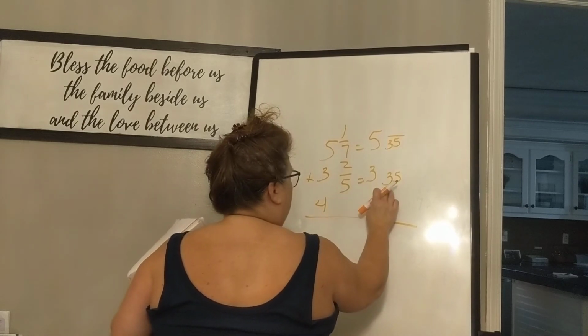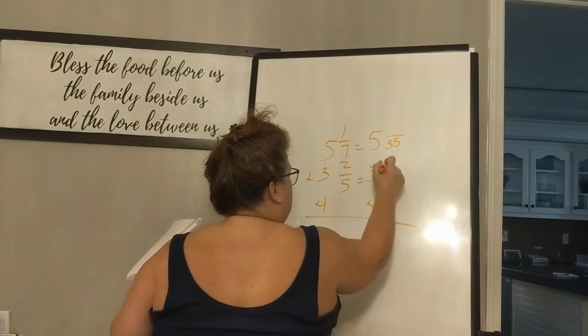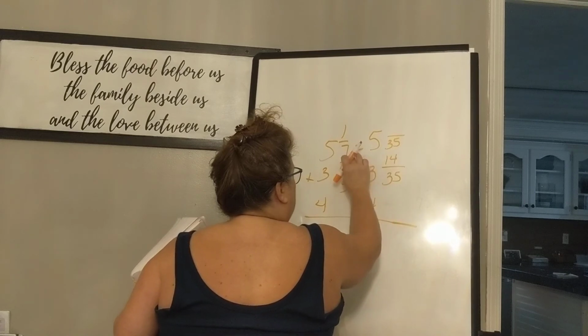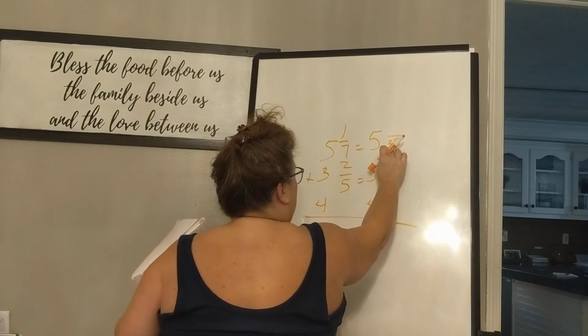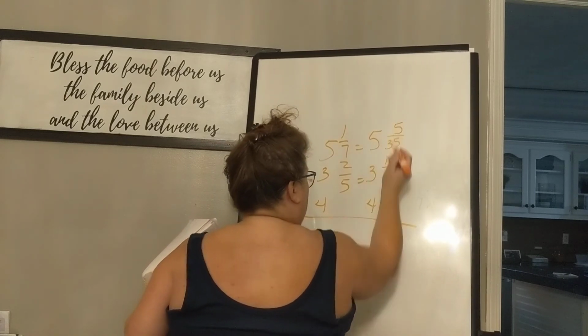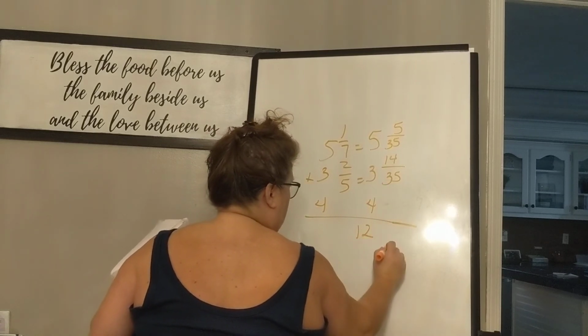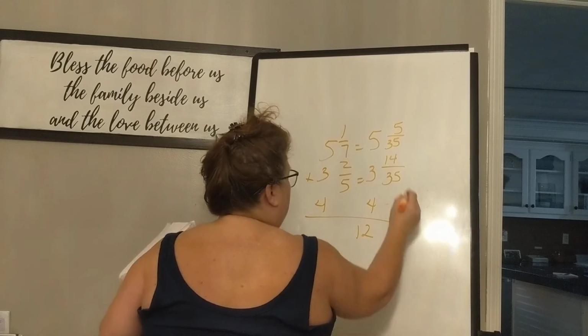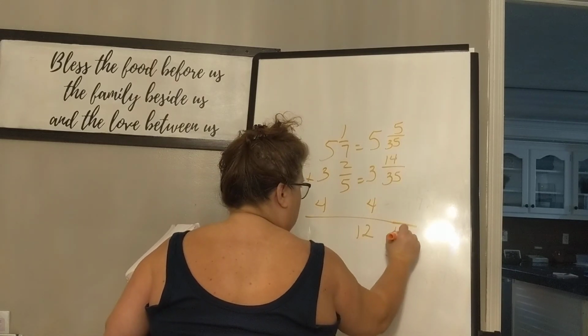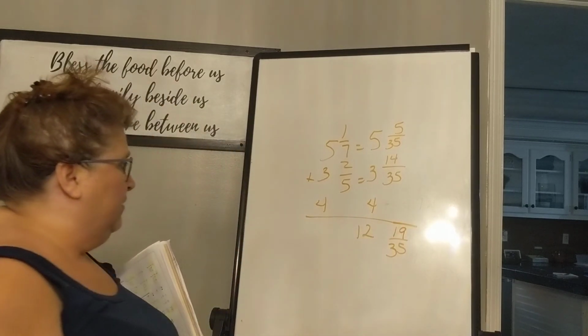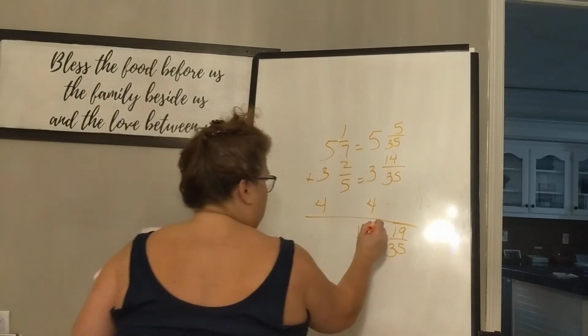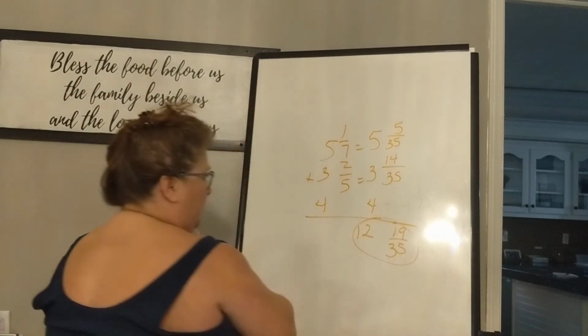So 5 will go into 35 7 times, and 2 times 7 is 14. 7 will go into 35 5 times, and 1 times 5 is 5. Add up my whole numbers: 8 plus 4 is 12. My denominator is 35. 14 and 5 is 19. 19 35ths is in its lowest form. So that's your answer. That was a very, very easy one.